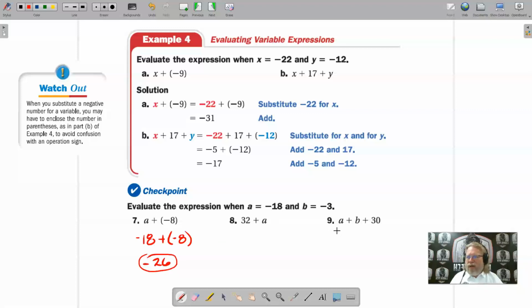Then for number 9, I need to take the 18. I'm going to use parentheses.